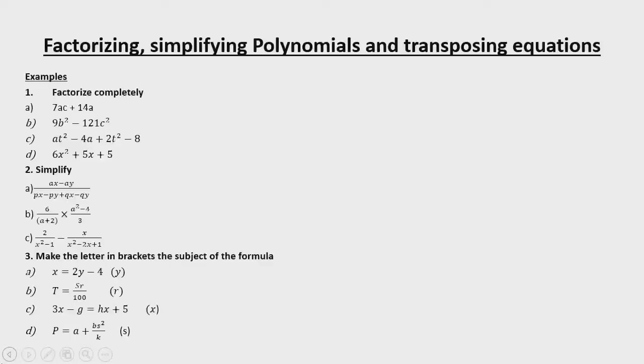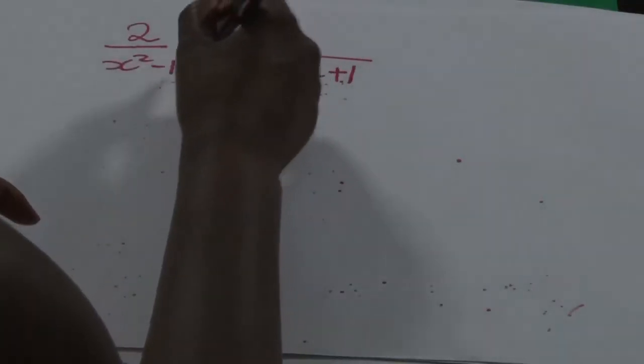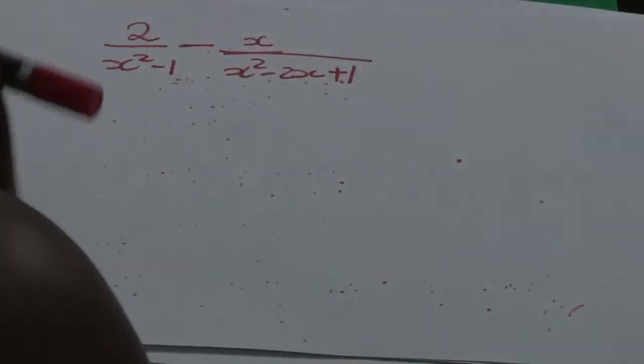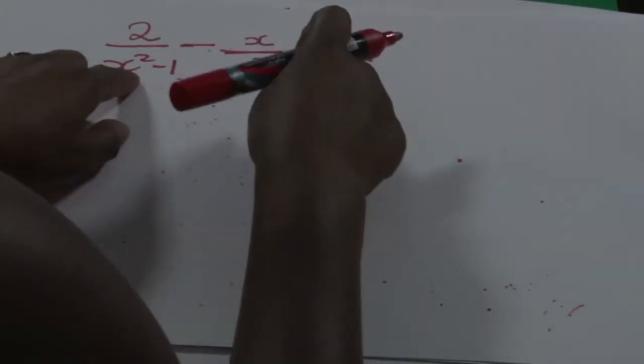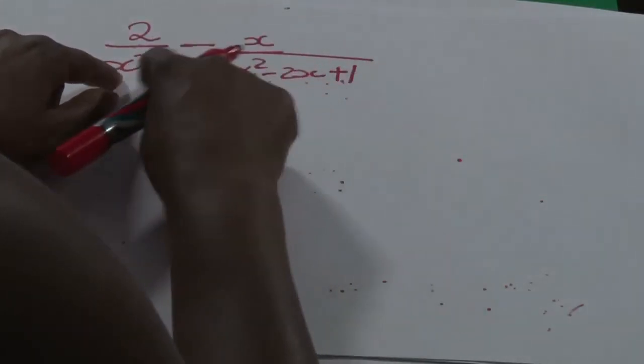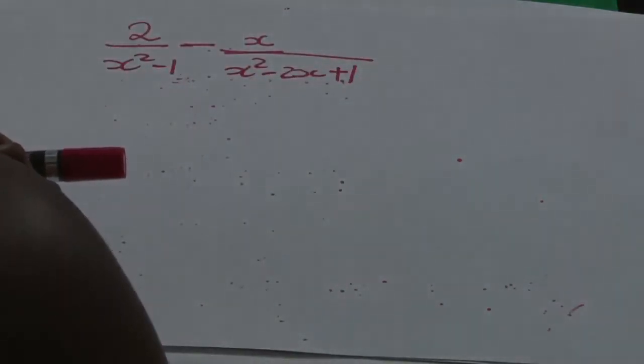We have 2 over x squared minus 1 minus x over x squared minus 2x plus 1. How can we simplify this one? This is subtraction of algebraic expressions. The way we subtract fractions is just the same way we subtract other things. So you have to make sure that your denominators are the same when it comes to subtracting fractions. And then again, before you move on, see if you can factorize.